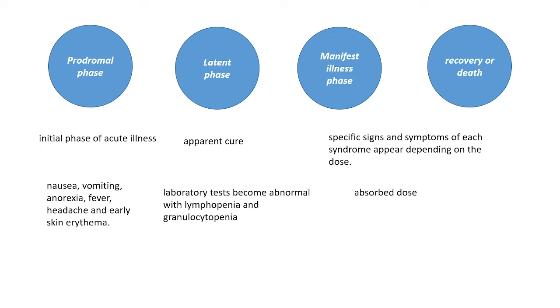Moving on to the phases of acute radiation syndrome. It is divided into four stages. The prodromal stage, which is basically the initial phase of the acute illness, appears within 1 to 2 days after exposure, followed by the latent phase, in which the patient is minimally symptomatic or asymptomatic, but the laboratory findings are abnormal, and followed by the manifest illness phase, which is the main phase of illness where specific signs and symptoms of each syndrome appear depending on the dose. Finally, there is recovery or death.